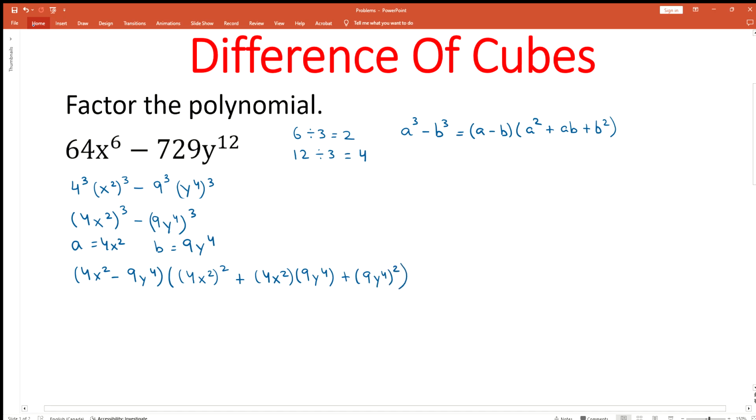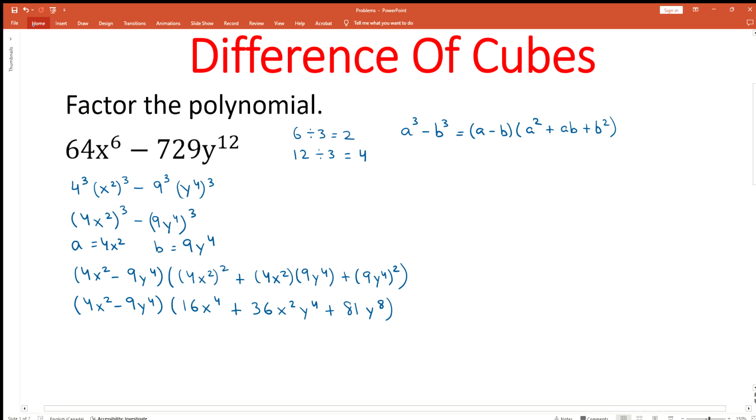Now we can simplify the expression in the second parentheses. The square of 4x squared is equal to 16x to the power 4, because we have to apply the square separately to 4 and x squared. In the second term, we have to do 4 times 9, which is equal to 36. And next we should do the square of 9 times y to the power 4. This is the step we get by applying the difference of cubes factoring method.